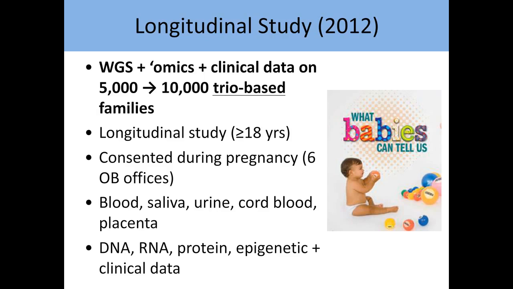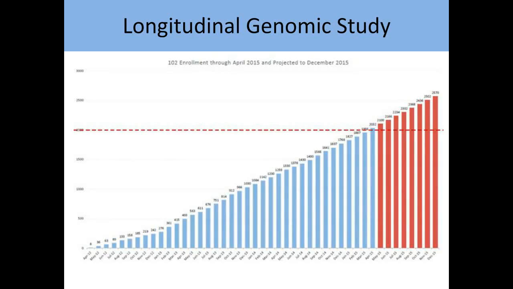We collect the types of specimens that are shown there on that 4th bullet point, and then we generate the type of omics that I mentioned earlier, and again that are shown there. And again, we marry this all with clinical data. I know this is a hard slide to see exactly, but this just gives you a rough sense of the accrual. And so we're at about 2,800 families now.